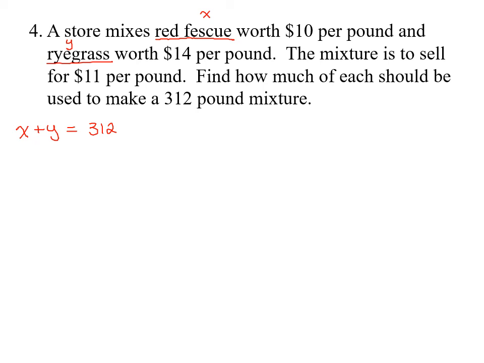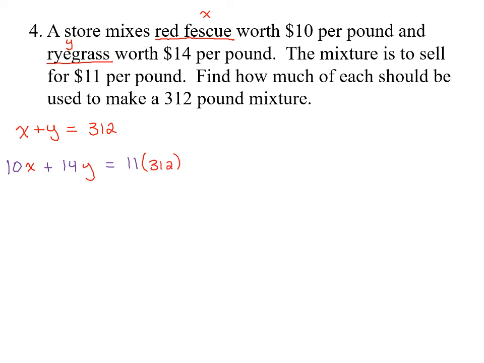My other equation is kind of the money equation. The x, the red fescue, sells for $10 per pound. So I'm going to have $10 on the x. And the other one sells for $14 for the y. And I've got to mix it up to get an $11 per pound at 312 pounds.